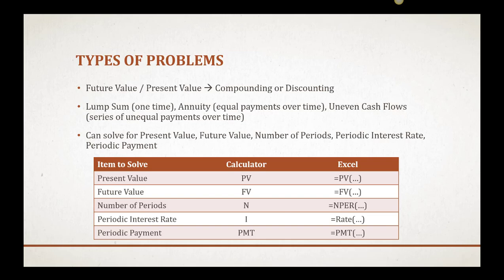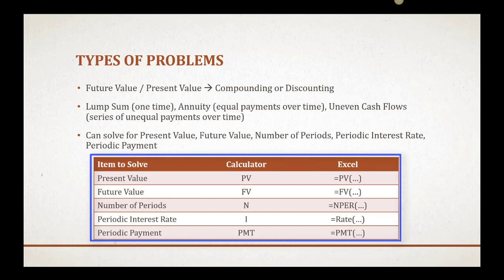For any of these time value calculations, we can solve for the present value, and we can solve for the future value. We can also solve for the number of periods, or how long it takes to do something. We can solve for a periodic interest rate. Sometimes that comes into play where you're trying to figure out what interest rate you need to earn on your investments to reach a goal, or what interest rate you're paying by virtue of the payments you've been quoted. And the last thing you can solve for is the periodic payment that's required for a certain thing.